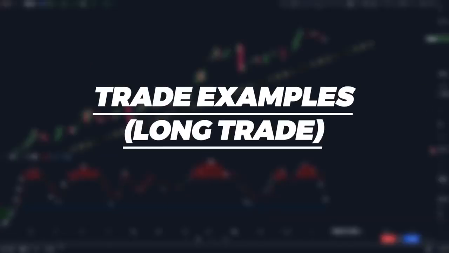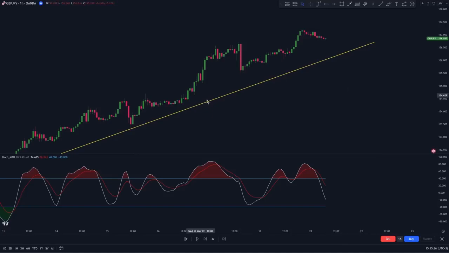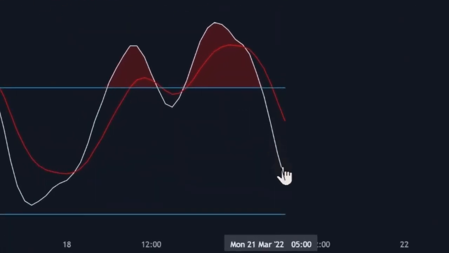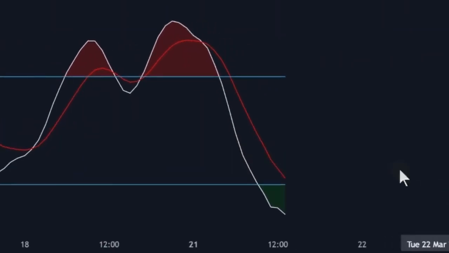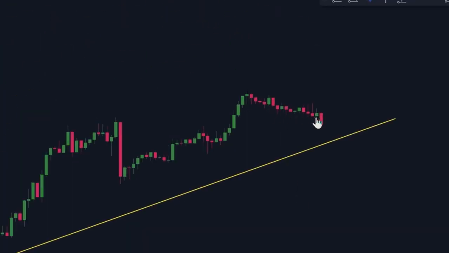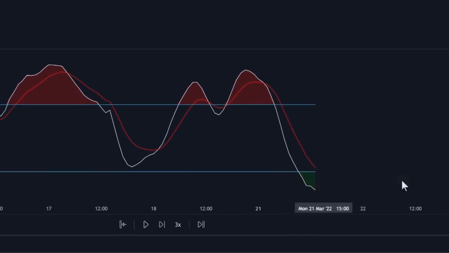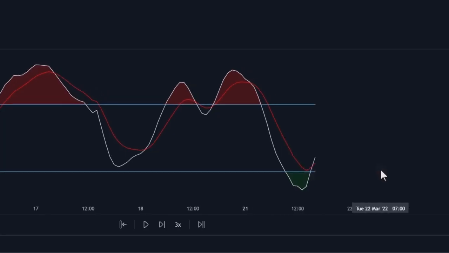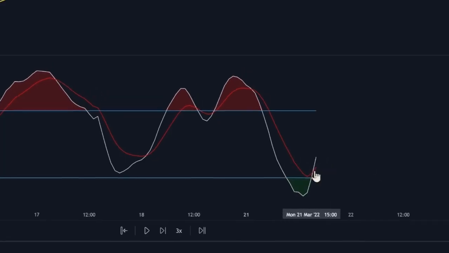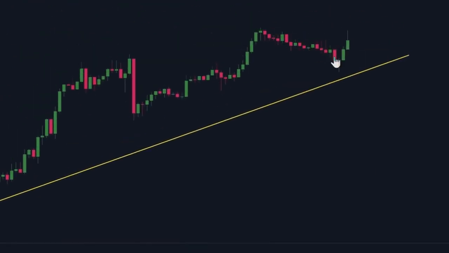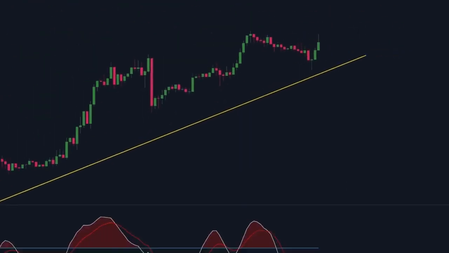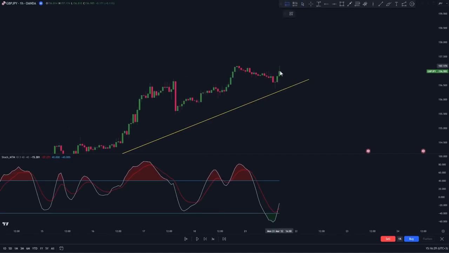Now, to trade using this indicator, here is how we're going to do it. In a bullish trend, for example here, we're basically going to wait for the stochastic oscillator to go below the lower band. This indicates a pullback in a bullish trend. After we have the pullback, we want the stochastic oscillator to come back above the lower band and cross above this red EMA. This crossover indicates the end of the pullback and the beginning of a bullish trend continuation. And this is where we're going to enter our trade.